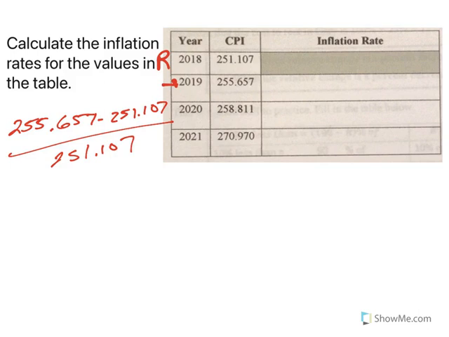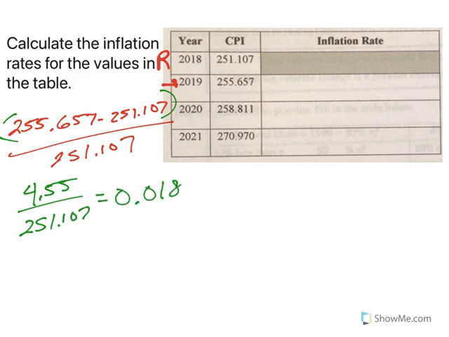If you are using a calculator, you want to make sure to put the numerator in parentheses in order to do this. I'm actually going to show you two different ways that you can do this. So one is this way. When we do it, we end up with the numerator of 4.55. And then when we divide by 251.107, we end up with 0.018.